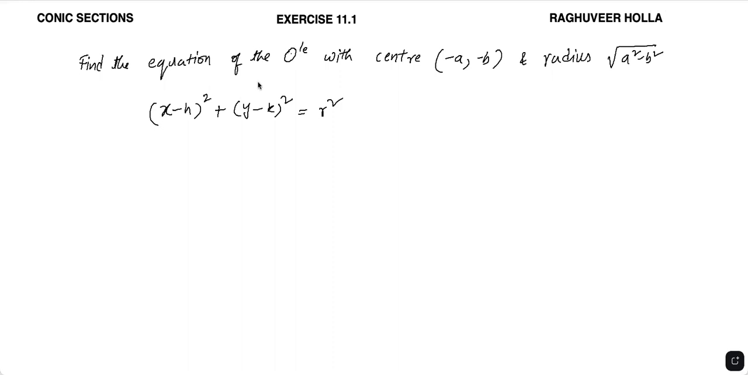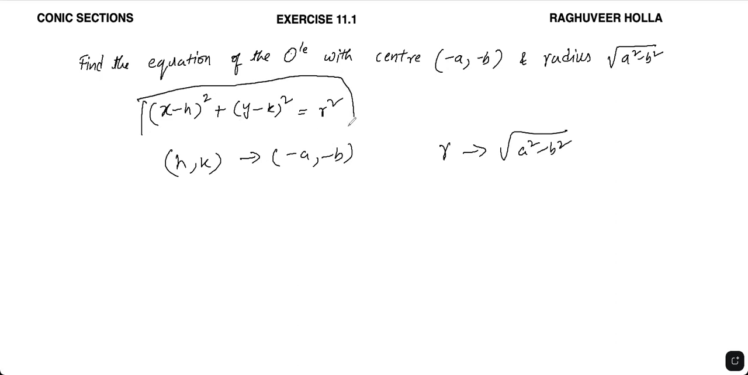Now let us find the equation of the circle whose center is (-a, -b) and the radius is the square root of a² - b². Now you know that h, k is (-a, -b), and the radius r is the square root of a² - b². Let us substitute this in the equation of the circle.